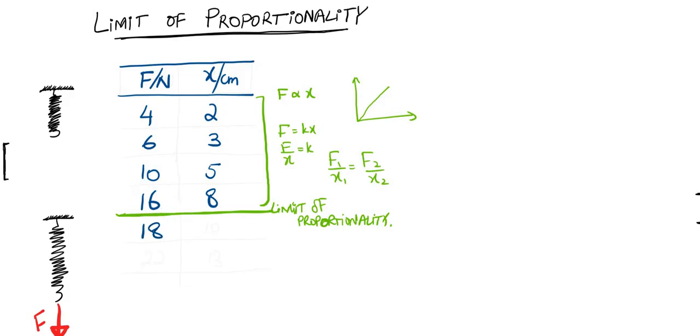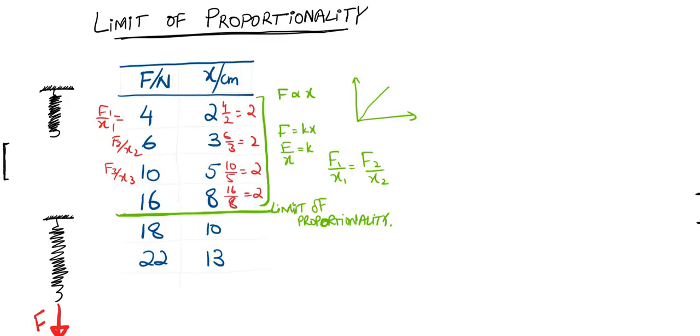लेट्स से वी अप्लाई 18 न्यूटन फोर्स, द एक्सटेंशन इज 10. 22 न्यूटन फोर्स पे एक्सटेंशन वी गेट इज 13 सेंटीमीटर. अभी तक क्या हो रहा था? लेट्स से F over x क्या था? 4 over 2, that was equal to 2. F1 over x1. F2 over x2 क्या था? 6 over 3, that was 2. F3 over x3 क्या था? 10 over 5, that was also 2. 16 over 8 was also equal to 2. So F over x was a constant value k, और इस spring का k था 2.